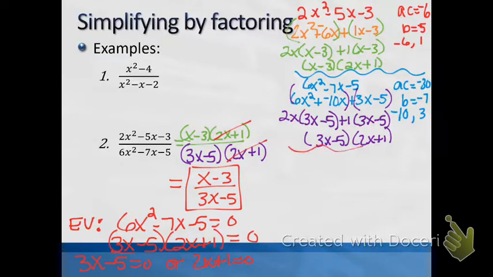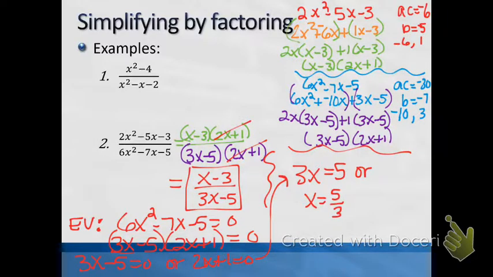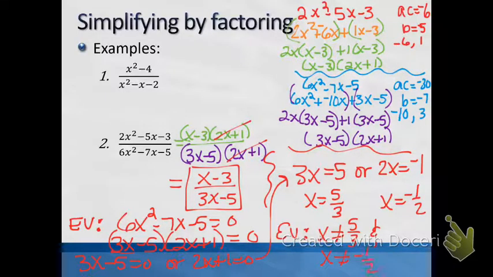I'm going to come over here, running out of room a little bit. So 3x minus 5 equals 0. We would add 5 to both sides and then divide by 3. And our first excluded value would be 5/3. And then 2x plus 1 equals 0. We would subtract 1 from both sides and then divide by 2. So our second excluded value would be negative 1/2. So our excluded values are that x cannot be equal to 5/3 and x cannot be equal to negative 1/2.